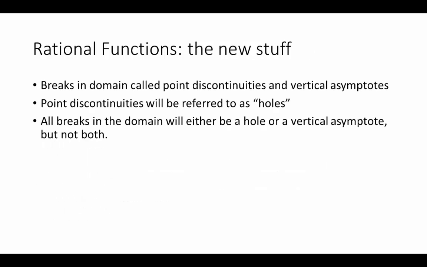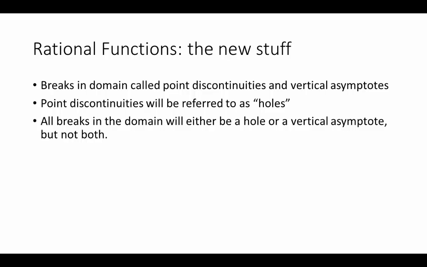Let's discuss some of the new things you will need to learn. Previously, when you learned about the domain of the function, the values that are not included in the domain may have been referred to as gaps, breaks, or even discontinuities. When discussing the domain of a rational function, we will distinguish these by calling them one of two things: point discontinuity or vertical asymptote. A point discontinuity is what it sounds like, a break in the domain at a single point. Oftentimes this is referred to as a hole in the domain or a hole on the graph. I will continue to refer to point discontinuities as holes in the future.